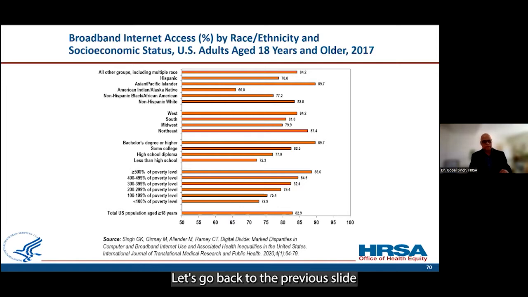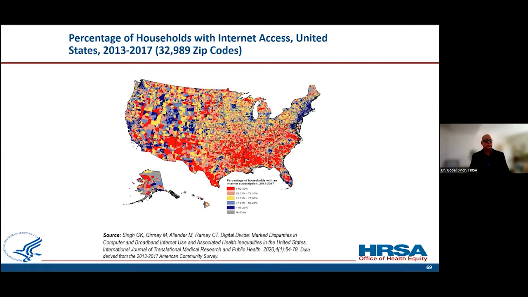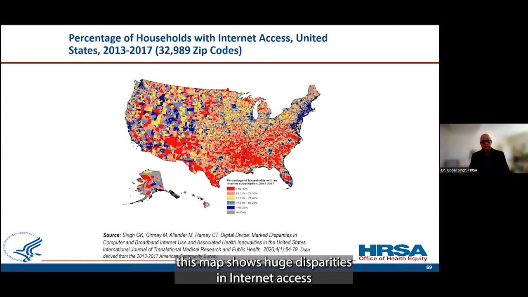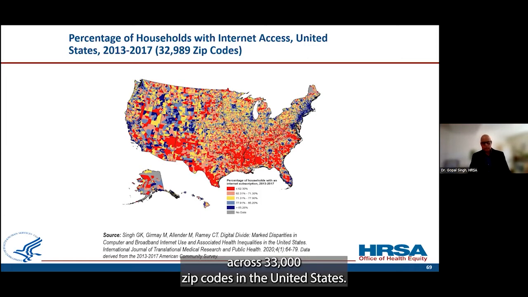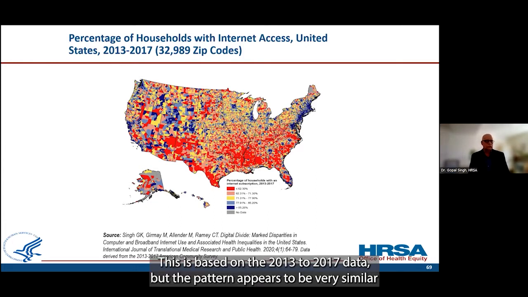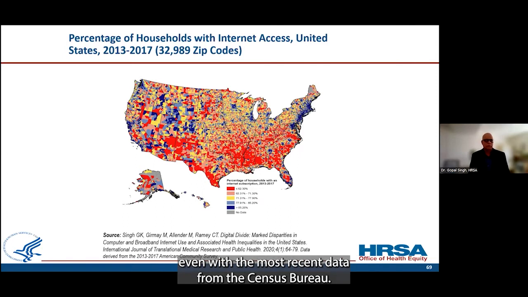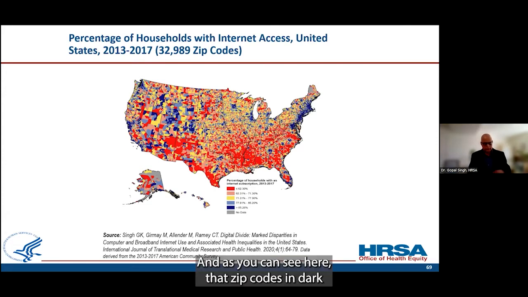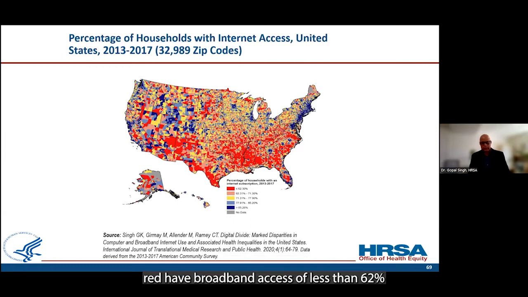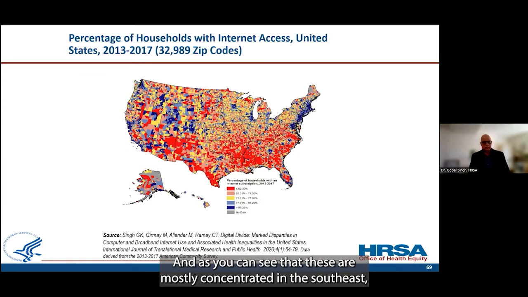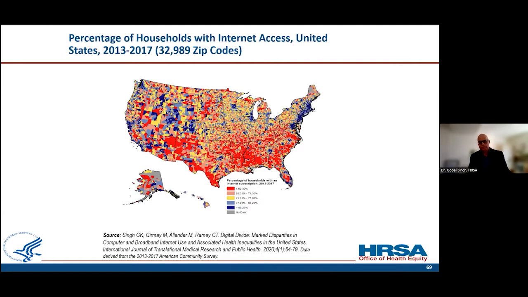Let's go back to the previous slide, slide 4, please. This map shows huge disparities in internet access across 33,000 zip codes in the United States. This is based on the 2013 to 2017 data, but the pattern should be very similar even with the more recent ACS data from the Census Bureau. Zip codes in dark red have broadband access of less than 62%, and these are mostly concentrated in the Southeast, Southwest, and Appalachia.